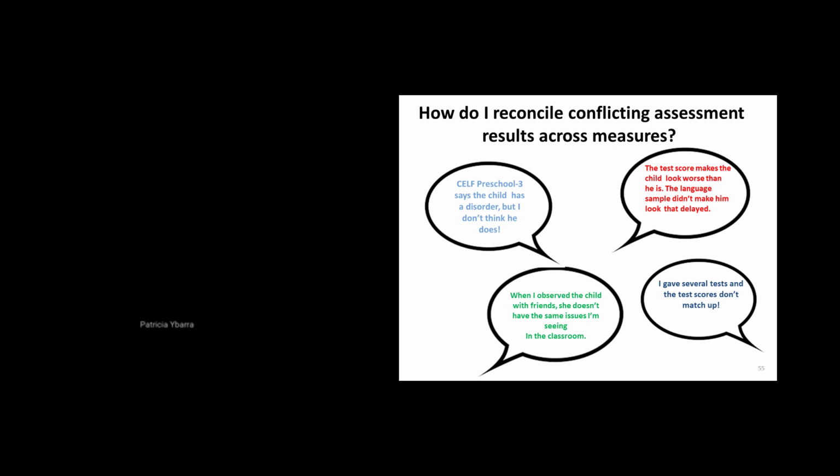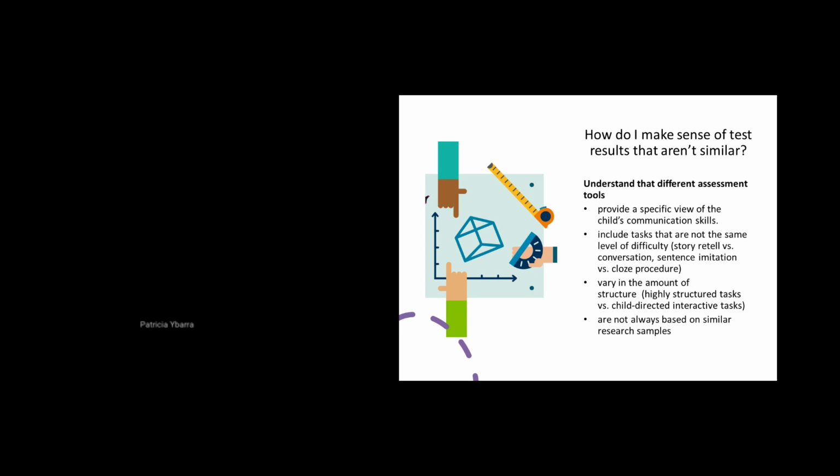So sometimes we hear or say things like, CELF Preschool-3 says the child has a disorder, but I don't think he does. Or, I gave several tests and the test scores don't match up. So how do we make sense of test results that aren't similar?